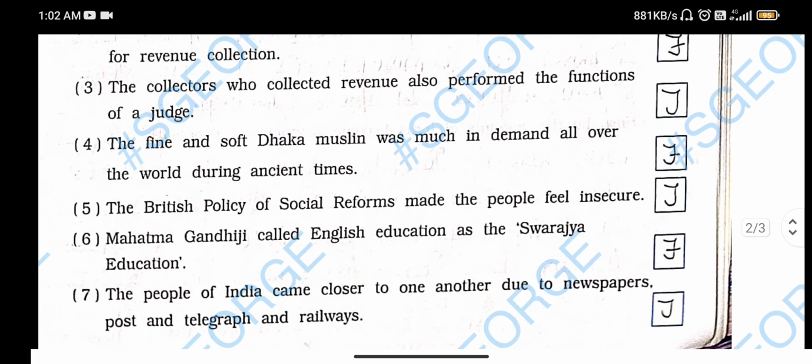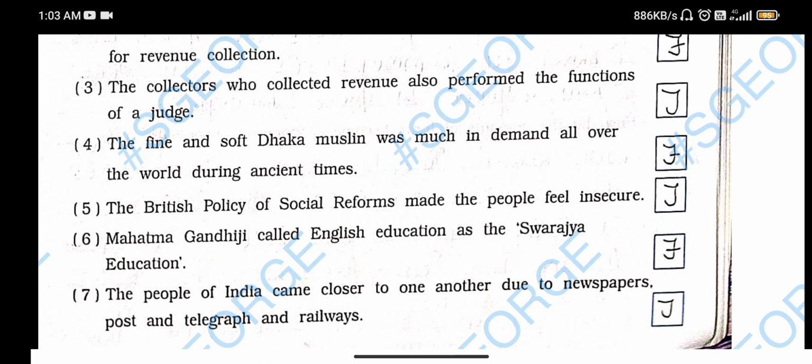The British policy of social reforms made people feel insecure. Yes, true. The people were very tense because of all this nonsense activity. We have to salute the British. Why should we salute anyone? We will salute where the salute is respectable, that is, if the person is worthy of that salute, then we will salute him. Not everyone will we salute.